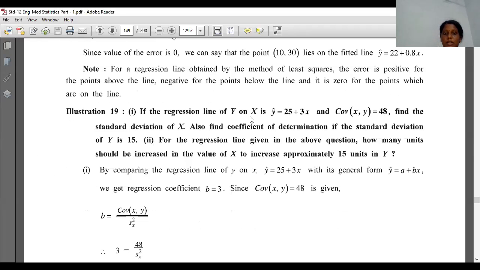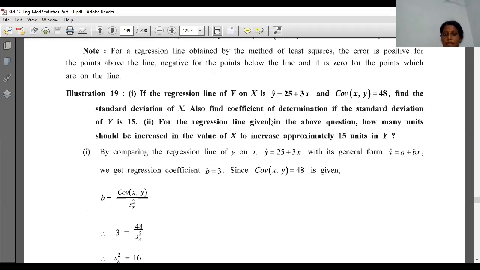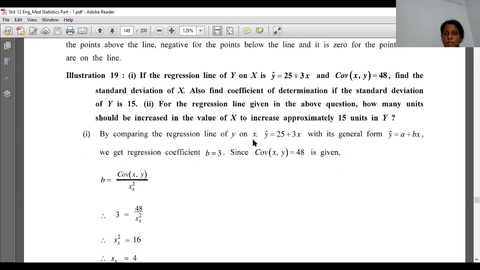If the regression line of y on x is y cap equal to 25 plus 3x and covariance xy equal to 48, find the standard deviation of x. And also the coefficient of determination if the standard deviation of y is 50. For the regression line given in the above question, how many units should be increased in the value of x to increase approximately 15 units in y? So the first question we'll see.